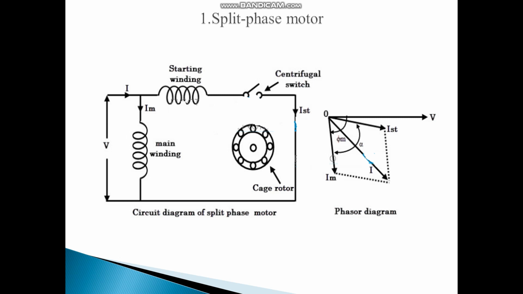So in order to make that change, we split the stator winding into two parts, that is the starting winding and the main winding. Because of this structure, the rotating magnetic field is produced and the rotor starts rotating. Whenever the rotor speed reaches 75 to 80% of the synchronous speed, the centrifugal switch opens automatically, the starting winding goes out of the circuit, and the rotor continues to run with the help of the main winding. That is the working principle of the split phase induction motor.